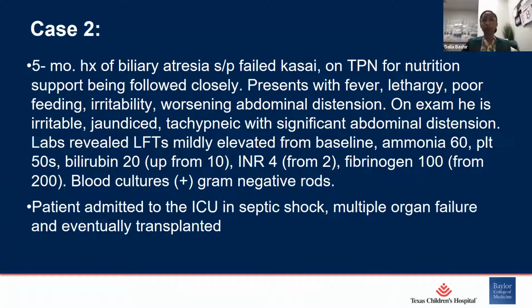The second case is a 5-month-old who had a history of biliary atresia, status post failed Kasai, who had been living on TPN at home and being followed very closely with our hepatology team. He presented to our ICU with fever, lethargy, poor feeding, irritability, and worsening abdominal distension. On exam, he was more irritable, more jaundiced, tachypneic with significant abdominal distension, and had worsening liver function tests from his baseline. An ammonia that was checked was about 60, and his platelet count was 50, lower than his baseline, and bilirubin was higher. Blood cultures were positive for gram-negative rods from the central line.